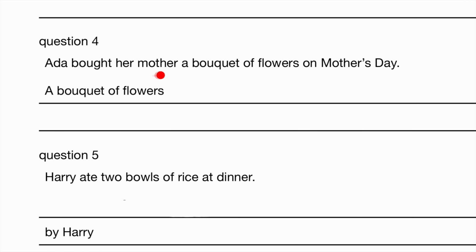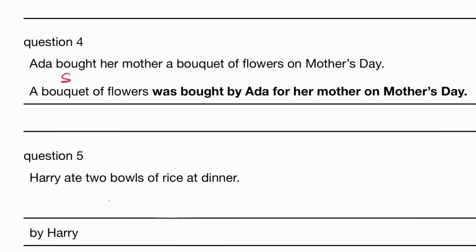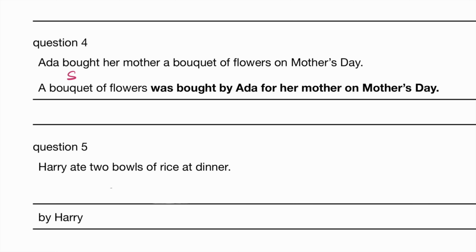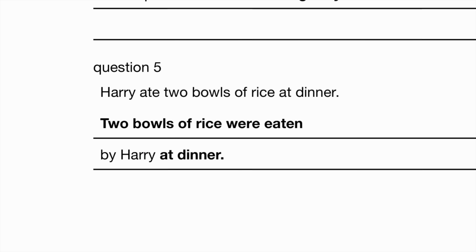Ada bought her mother a bouquet of flowers on Mother's Day. So we have bought in the past tense. A bouquet is what we are focusing on, and there's only one bouquet, so we're using the singular verb. So a bouquet of flowers was bought by Ada for her mother on Mother's Day. Harry ate, in the past tense, 2 bowls of rice at dinner. So 2 bowls of rice were eaten by Harry at dinner.